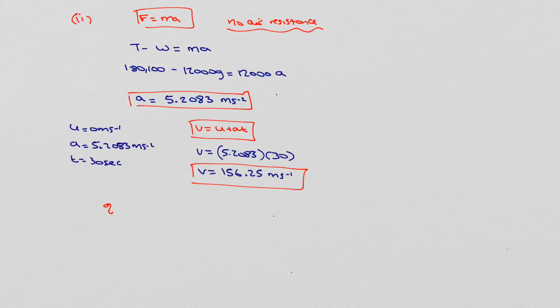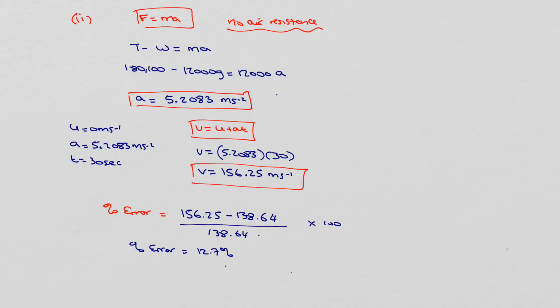So therefore, if we're looking for a percentage error, well, our percentage error is going to be the difference between the two over our actual value that we got. So our difference, well, we have 156.25 minus what we got a second ago, which was 138.64, over our 138.64, gives us a percentage error then, times 100 of course, of 12.7%. Okay.